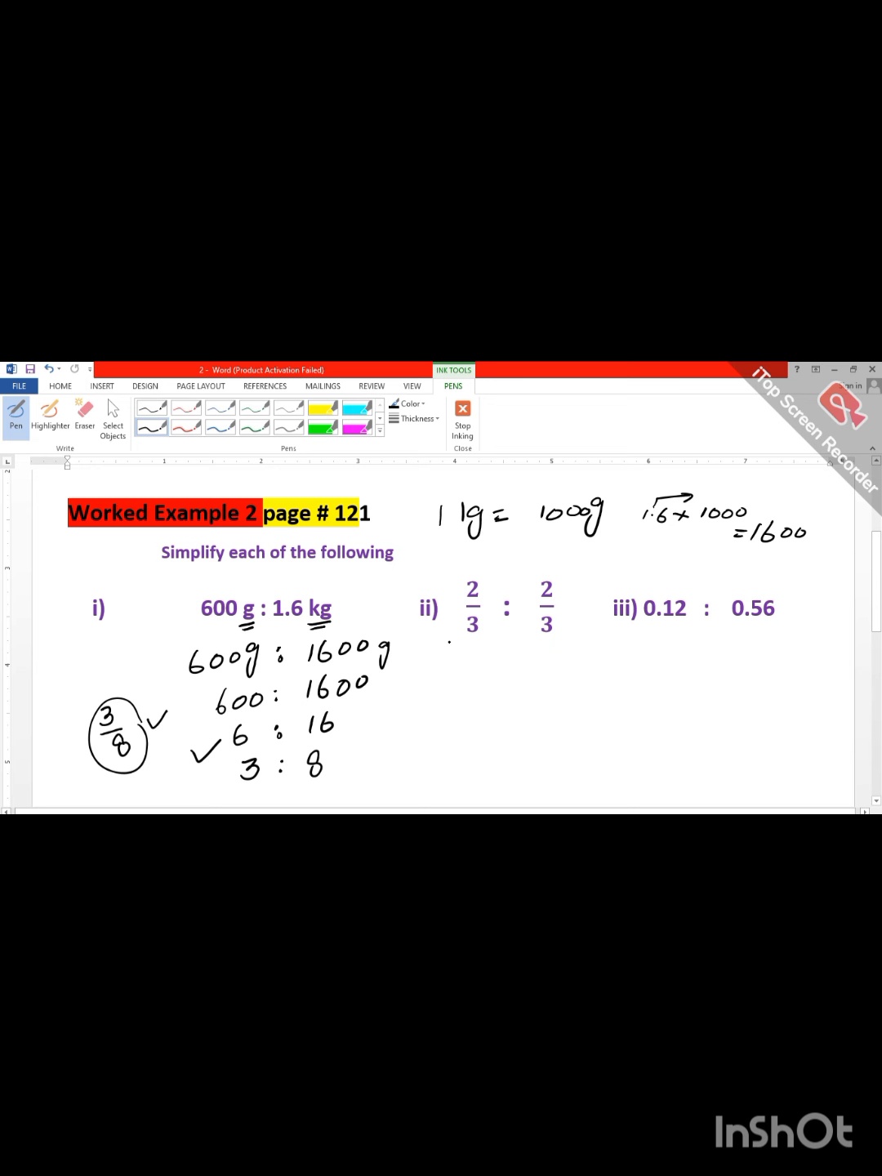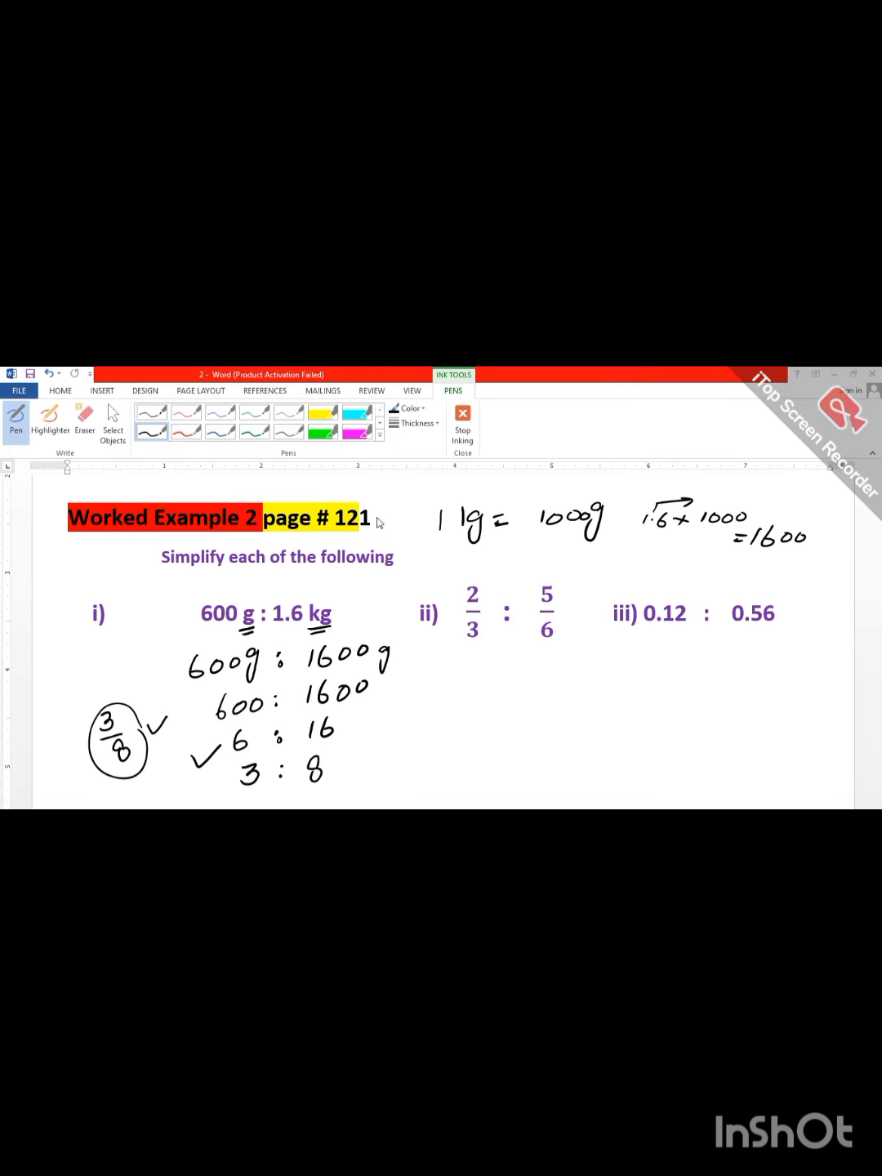Okay, come to the second part, and that question is in fraction form. 2 over 3 ratio, it's not 2 over 3, it's 5 over 6. Okay, wait, students, I will make the correction. Now it is 2 over 3 ratio 5 over 6. Now we have two ways: make the denominators the same, or remove the denominator and change this question into simplest form. So very simple. What is the LCM of 3 and 6? The LCM of 3 and 6 is 6.